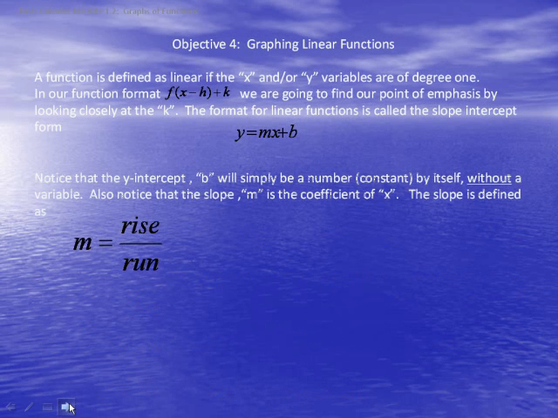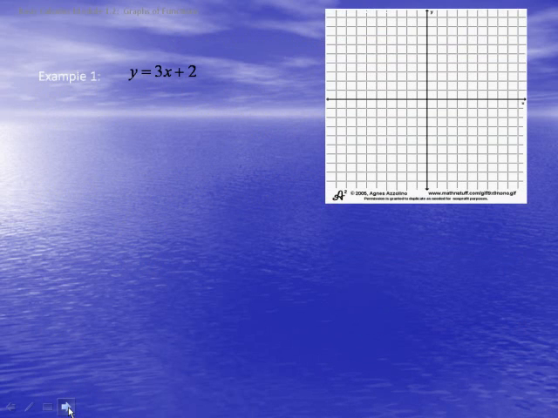Notice that the y-intercept, or the b, will simply be the number or constant by itself, without a variable. Also notice that the slope, m, is the coefficient of x. The slope is defined as rise over run. Let's look at example 1, and let's learn how to use the slope-intercept form to graph a linear function. We need to remember that our slope-intercept form is y equals mx plus b, and m is the slope and b is the y-intercept.